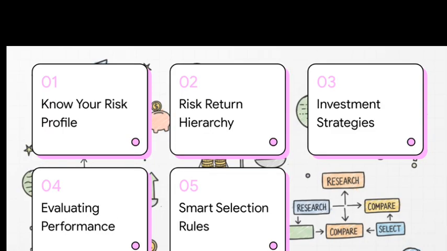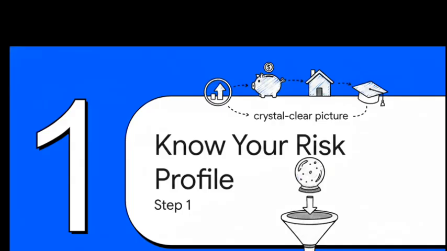To find that perfect match, we're going to use what we call the funnel method. Here's our roadmap. We'll start with knowing your risk profile, then look at the risk-return hierarchy, choose some investment strategies, evaluate fund performance, and finish up with some smart selection rules. So let's jump straight into step one, knowing your risk profile.